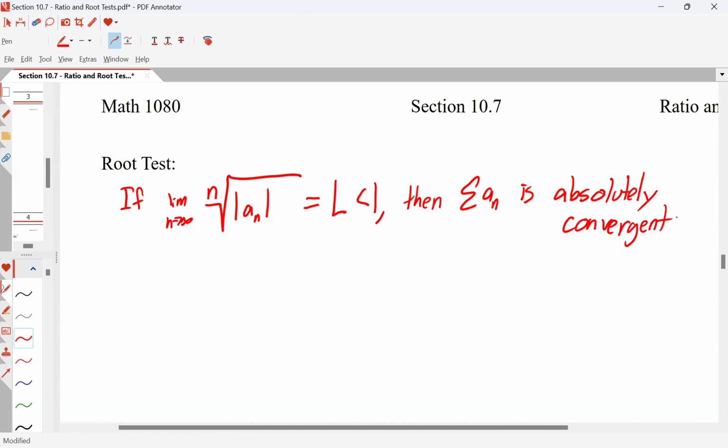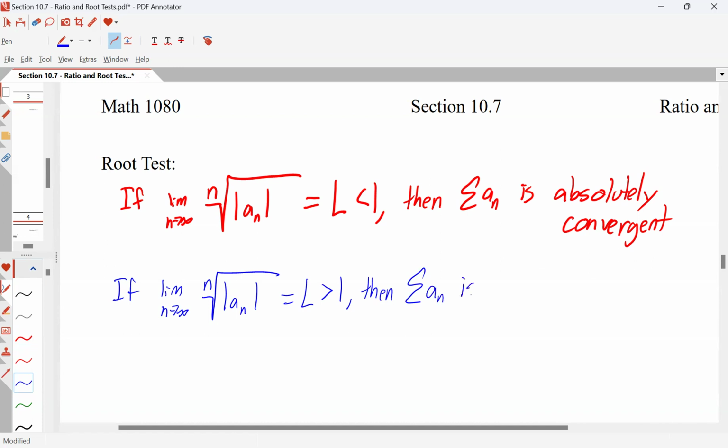and the limit has the same outcome: if it's smaller than 1, then it's absolutely convergent. And if that limit as n goes to infinity of the nth root of the absolute value of the sequence equals L, and that comes out to be greater than 1, then the series of a sub n is divergent.